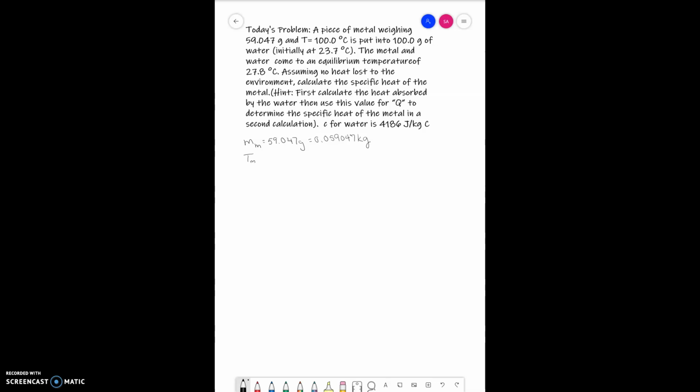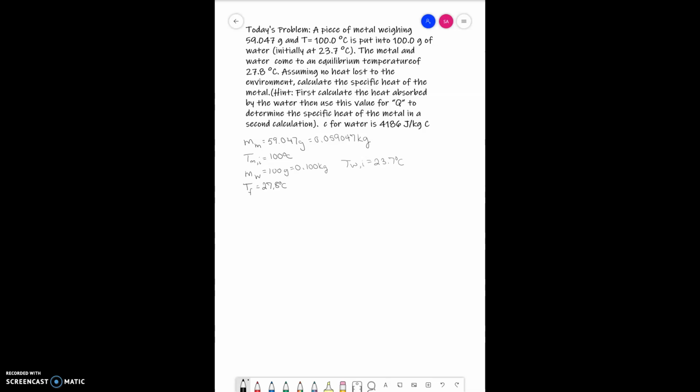It has a temperature of 100 degrees C when it starts off. So T metal initial is 100 degrees C. And we're going to put it into 100 grams of water. Again, I got to put that into kilograms, so that's 0.100 kilograms. Then the water is initially at 23.7 degrees C. I'm told that eventually the metal cools down, the water warms up until T final is 27.8 degrees C.